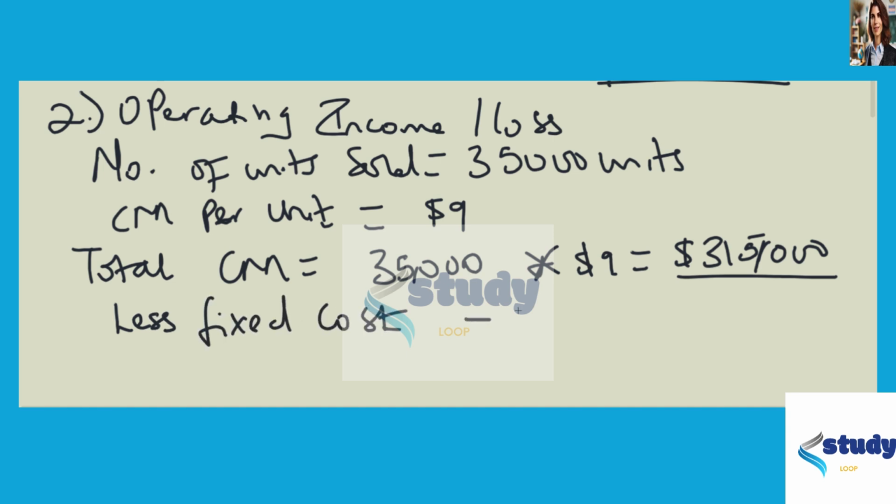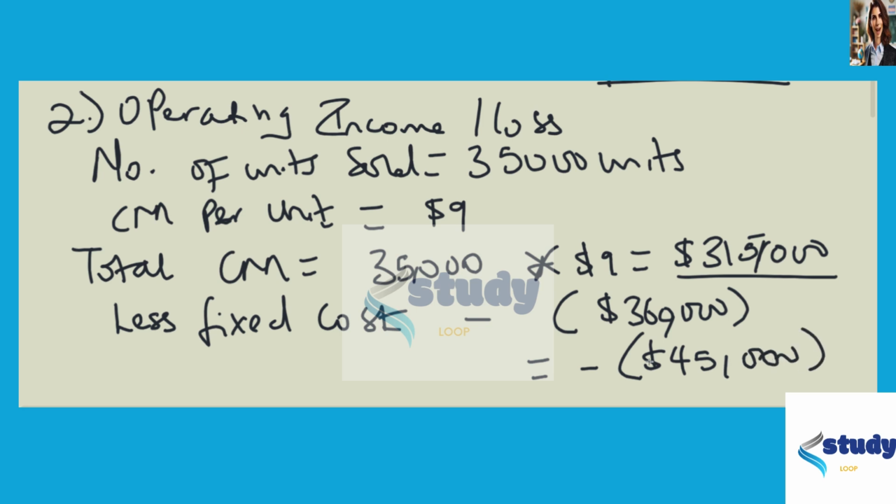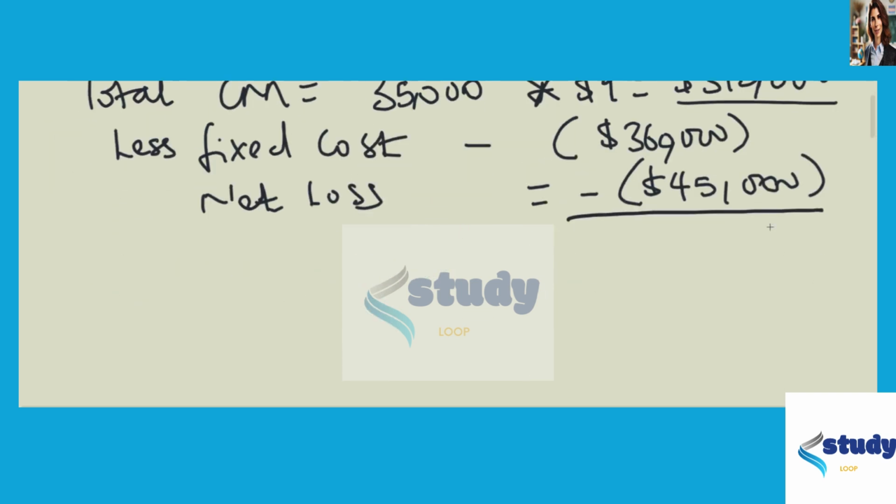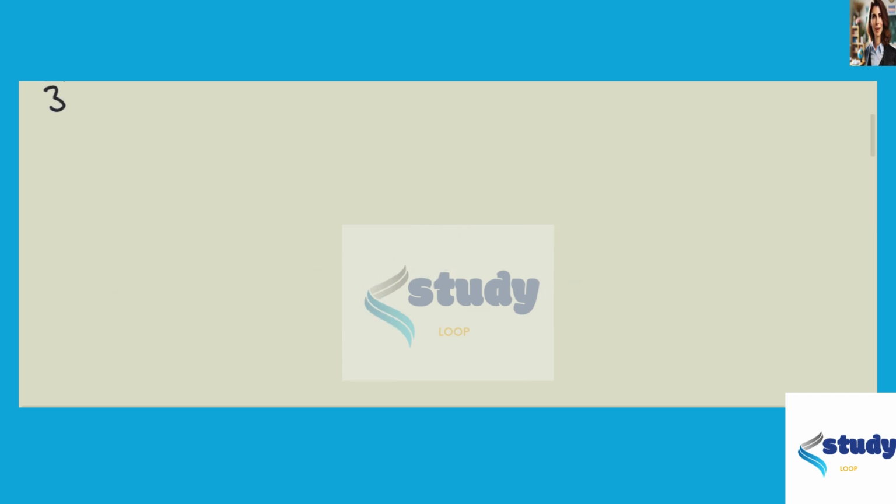And mind you, fixed cost is $360,000, right? So when we less this from this, we're going to have a minus, because 315,000 minus 360,000 will give you a minus. So it will be minus 45,000. So obviously this is not a profit. This is going to be a net loss. So this is the operating loss, not the operating income. So we have an operating loss of $45,000. Moving on to the next question.